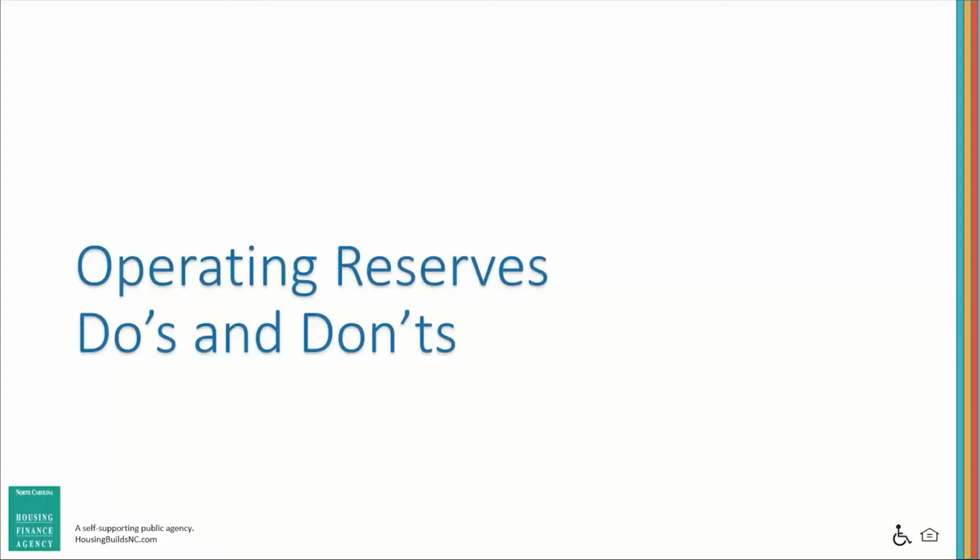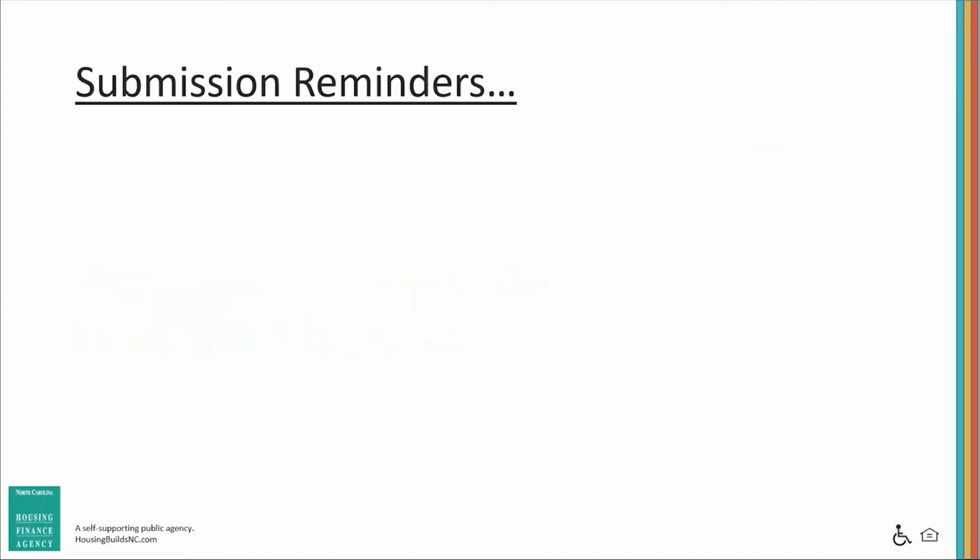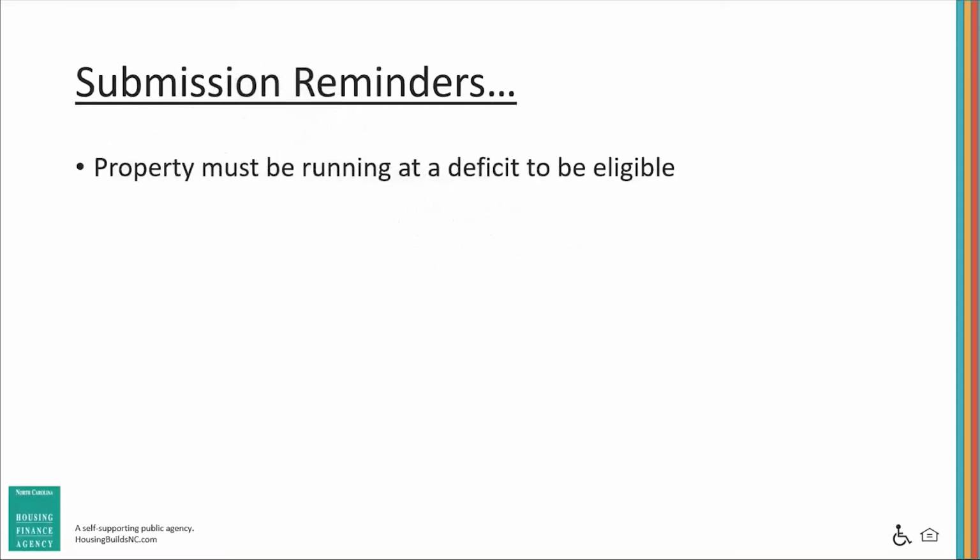So now we're going to talk about the operating reserves and some reminders. First, for submitting operating reserves, the property must be running at a deficit in order to be eligible to withdraw money from operating reserves. Replacement reserve items are not eligible. So any of those items that were on the eligible list, you cannot take items that are eligible for replacement reserves out of operating.